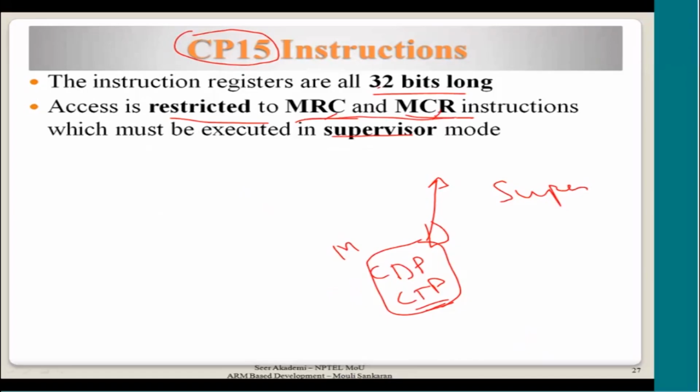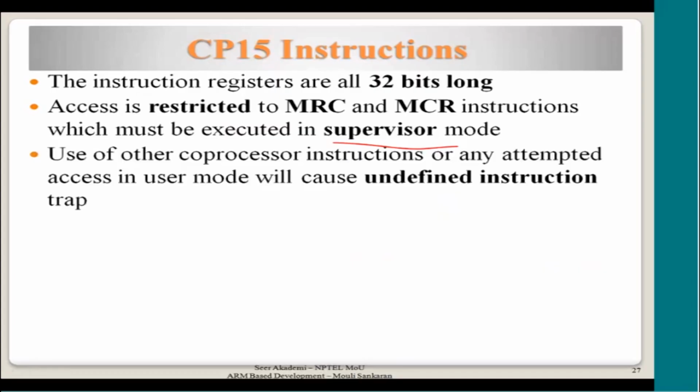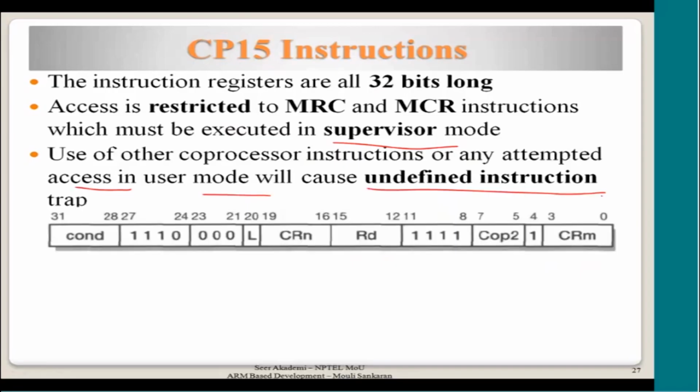It is implemented in such a way that only MCR and MRC are the coprocessor instructions, which transfer from an ARM register to a coprocessor register and from a coprocessor register to an ARM register. So only these instructions are allowed. That means you can only configure it, and also it has to be in supervisor mode. The processor has to be in supervisor mode if it is executing a CP15 instruction, that means a coprocessor instruction with coprocessor ID 15. Any attempted access in user mode will cause an undefined exception.